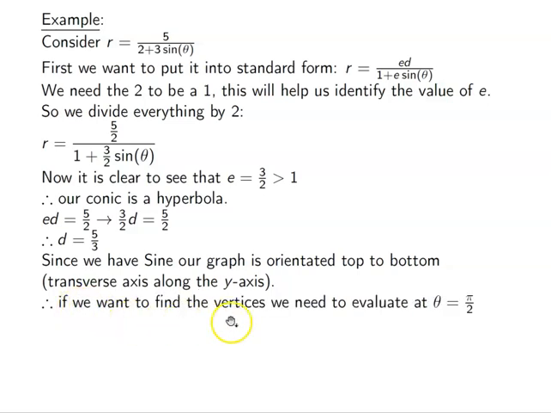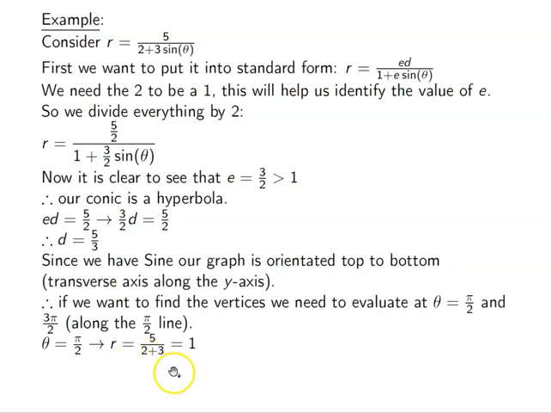Okay. So we want to find the vertices. We need to evaluate then at pi over 2 since I know that's the orientation. So I can find my vertices by plugging pi over 2 into my r function. And then I can do the 270 degrees, which is 3 pi over 2 as well. So 90 degrees and 270, so the two ends of the poles, along the pi over 2 line. And so for pi over 2, when I plug this in, I know sine of pi over 2 is 1. So I get 5 over 5 basically.